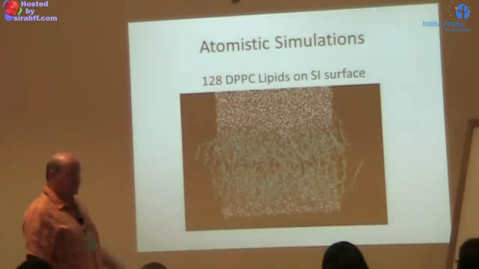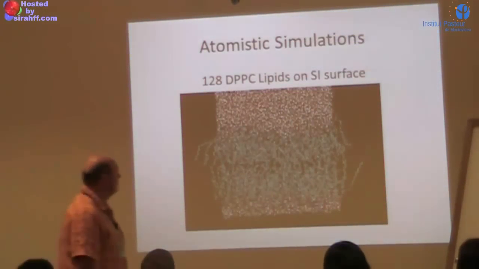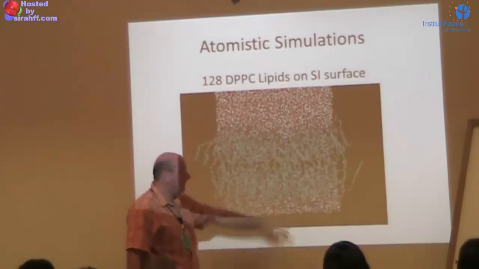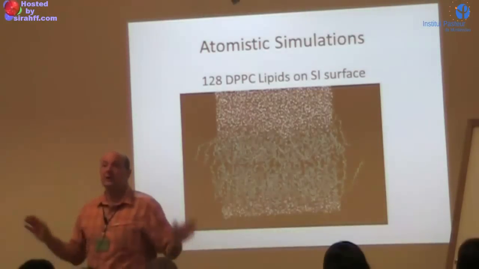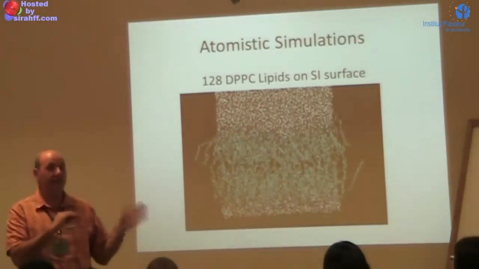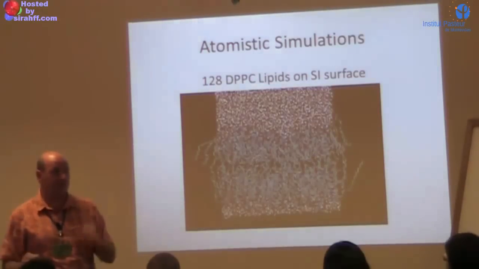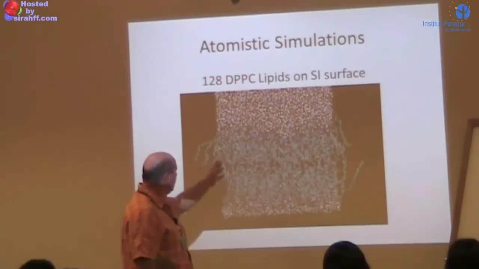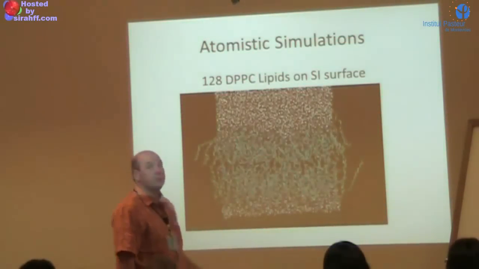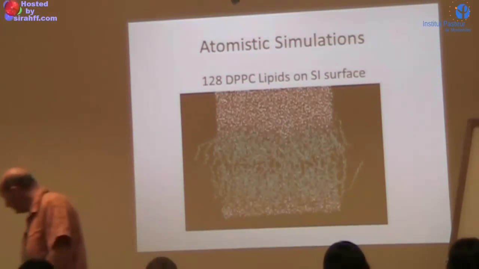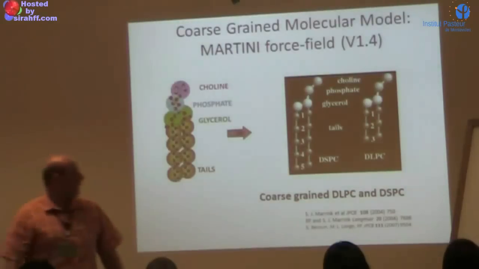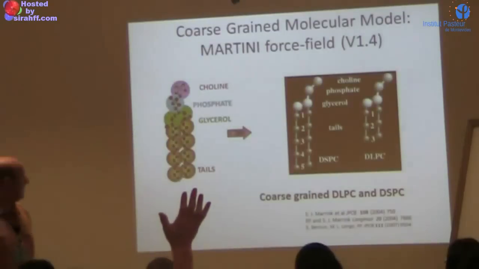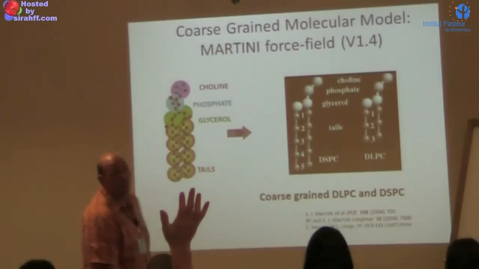This is essentially the system I'm largely talking about today: the bilayer, with enough water, and an atomistic substrate. This is the atomistic representation. We are largely talking about the coarse-grained representation, because we're interested in much larger scales, but this is the DPPC system on a pure silicon substrate. You may have seen the Martini model. We're using a version of the old 1.4 in this case.